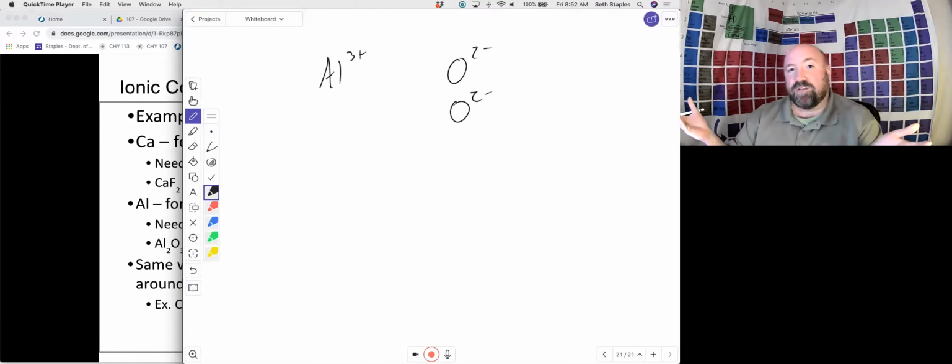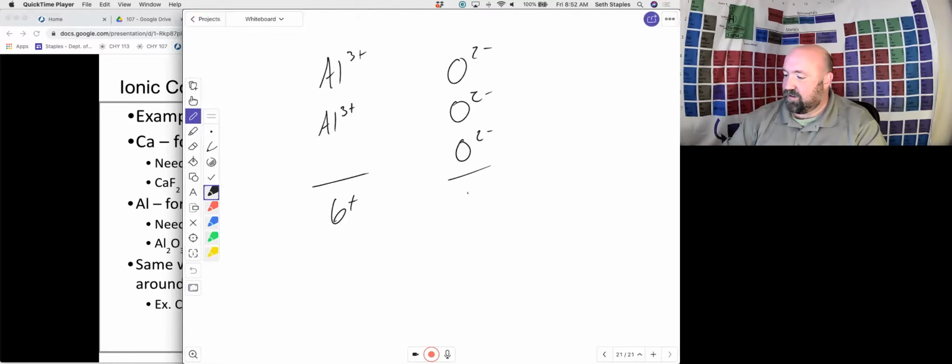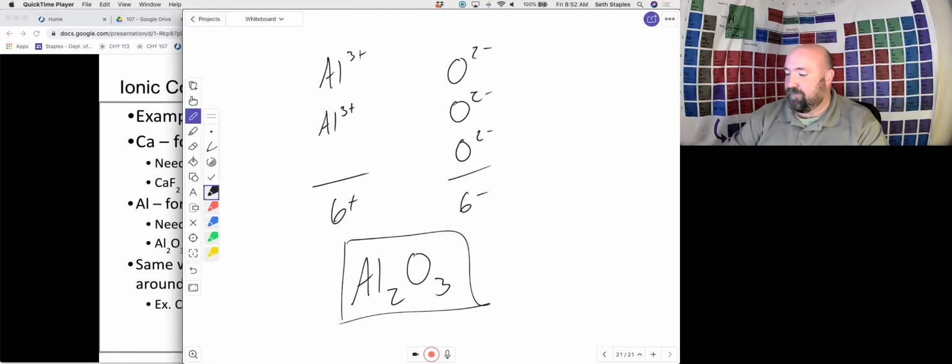Okay, now do they balance each other out? We can see, nope, they don't. Now I have too many minuses for my pluses. So let's throw another aluminum up there. Aluminum's going to come with its 3+. Now we have too many pluses, so we throw up another oxygen. Now finally, we're at a 6+ and a 6-. So my pluses balance out my minuses, and I have 2 aluminums and 3 oxygens for my final formula of Al2O3.